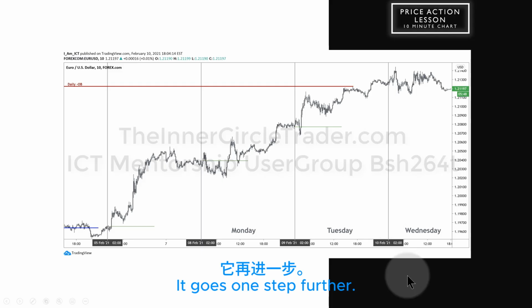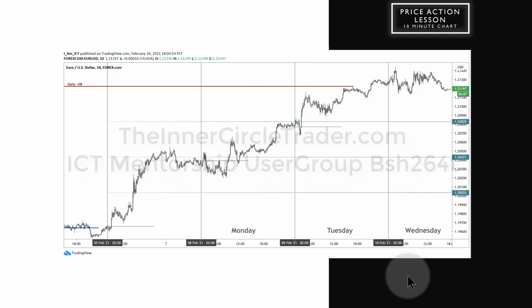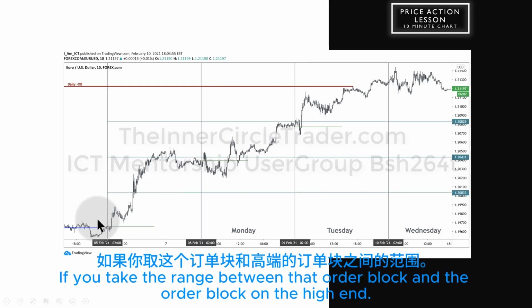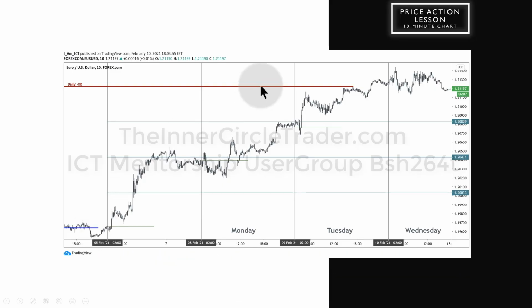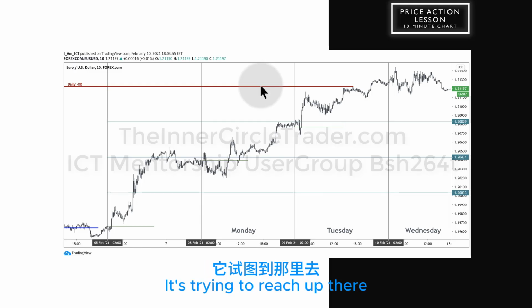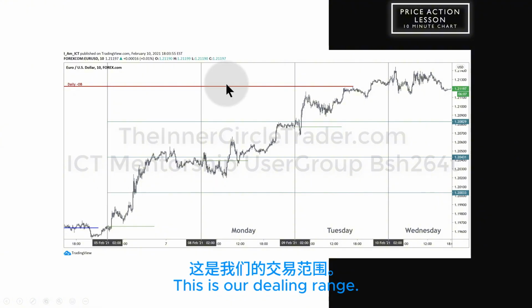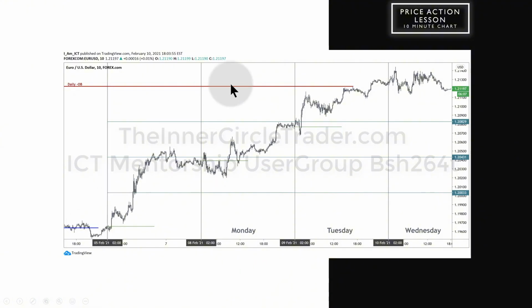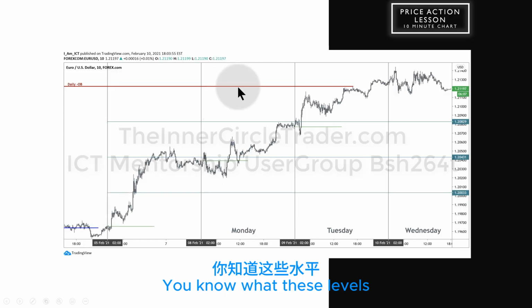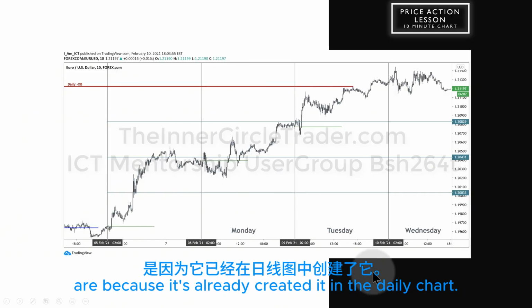It goes one step further. If you take the range between that order block and the order block on the high end, so we have the bearish order block as our terminus. That's our objective. It's trying to reach up there from down here. This is our dealing range. You know what these levels are because it's already created them in the daily chart.